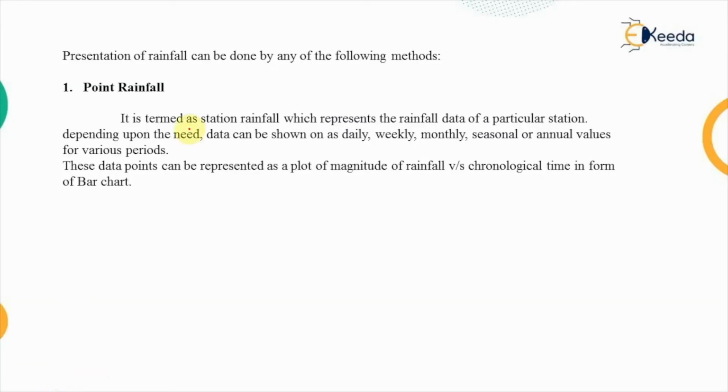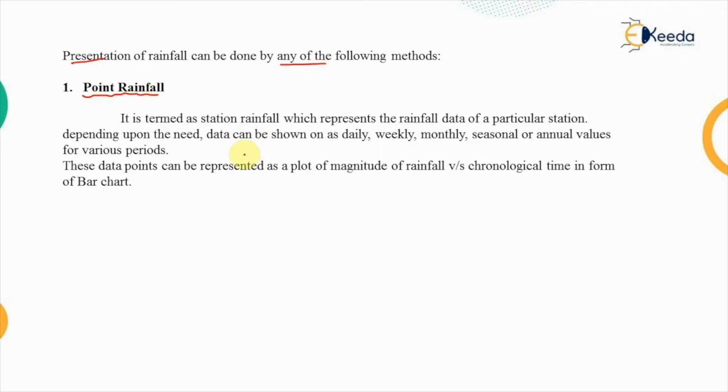So till now we have seen that rainfall is recorded by a device named the rain gauge station. Now the data collected by these rain gauge stations can be presented by any of the following methods that we are going to discuss. The first method is known as the point rainfall.